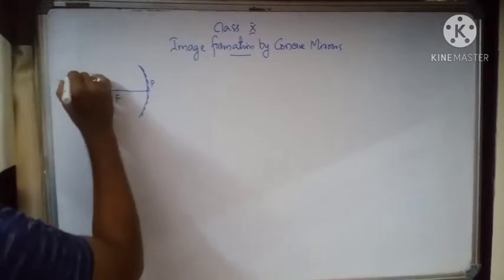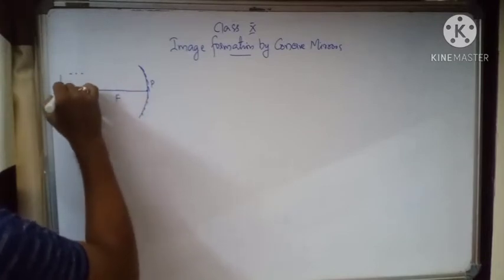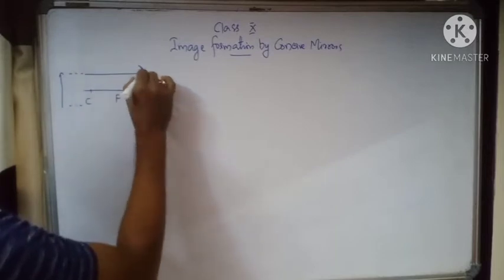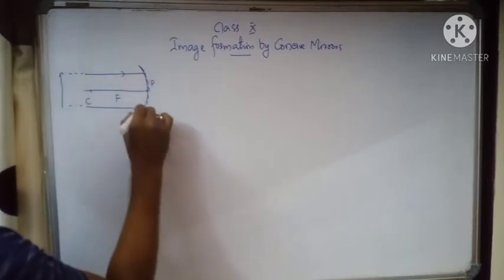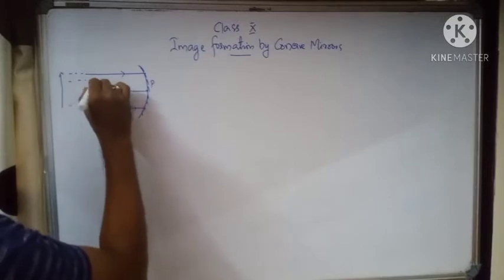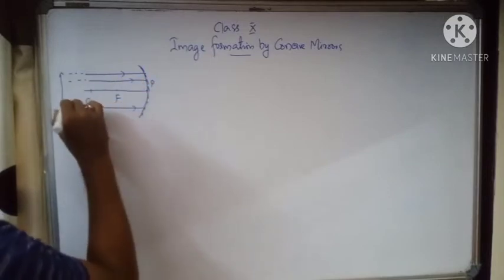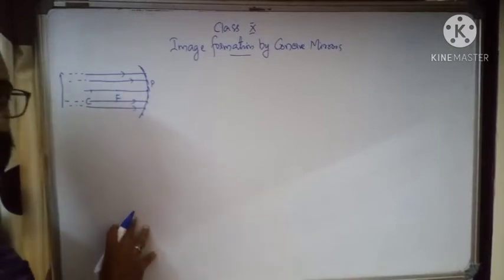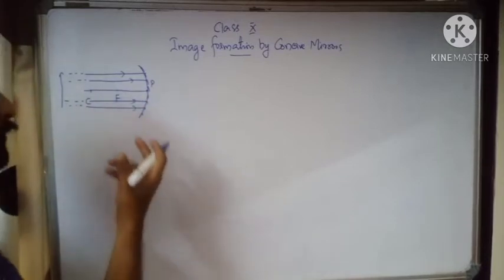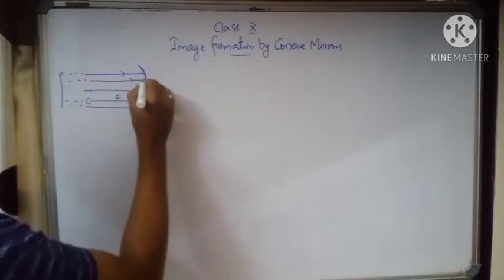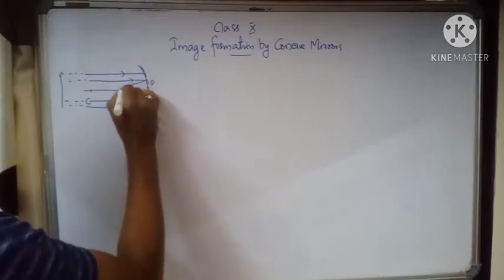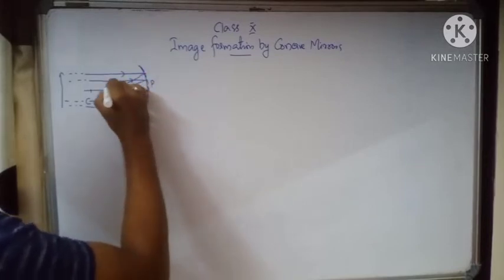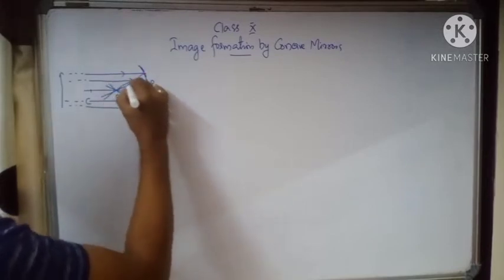If the object is at infinity, the light rays coming from the distant object will be parallel to each other, also parallel to the principal axis. We can draw many light rays from the distant object. All the light rays are parallel. Now what happens to these parallel light rays? We have seen the rules for drawing ray diagrams. If light rays are parallel, after reflection they should pass through the focus. All light rays are passing through the focus.